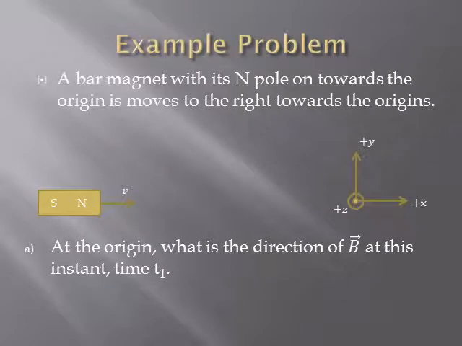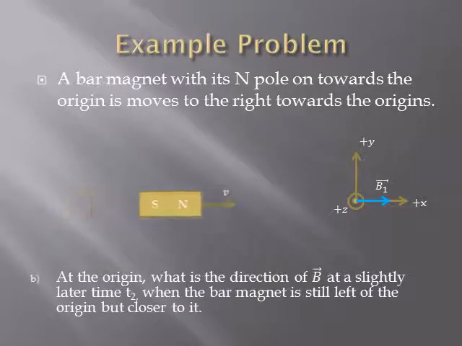So how do we use these things? Well, here's an example problem. Let's say a bar magnet with its north pole towards the origin is moving to the right towards the origin, like the picture below shows. At this instant in time, what is the direction of the B field caused by the dipole? At the origin, we get that direction.